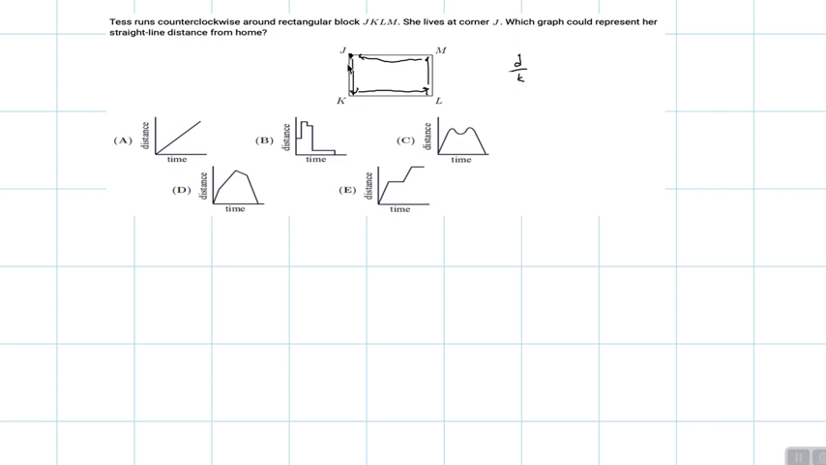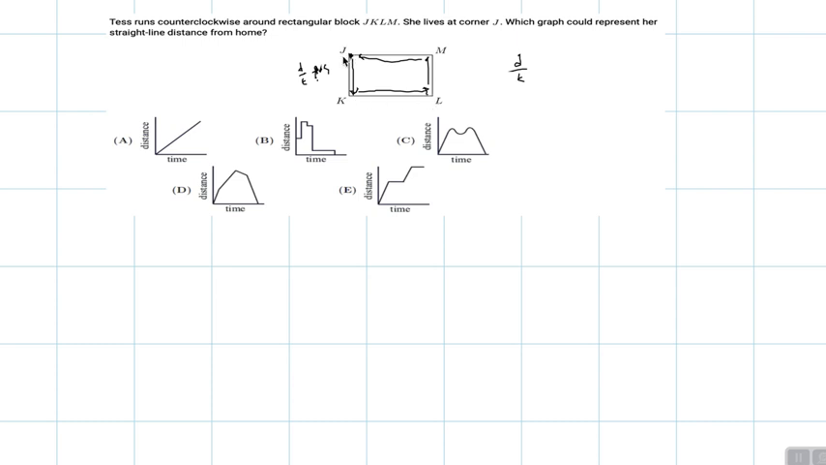So when she moves from J to K, distance over time, distance is increasing and time is increasing. So distance over time is positive. So next, when she goes from K to L, I'll just write positive, clear.